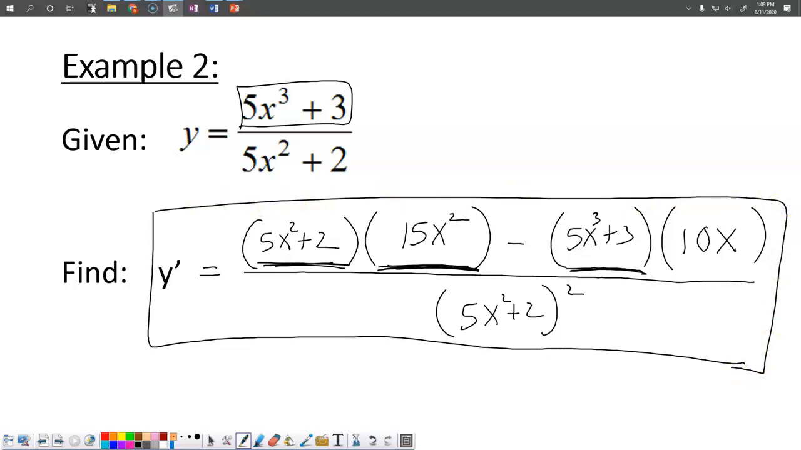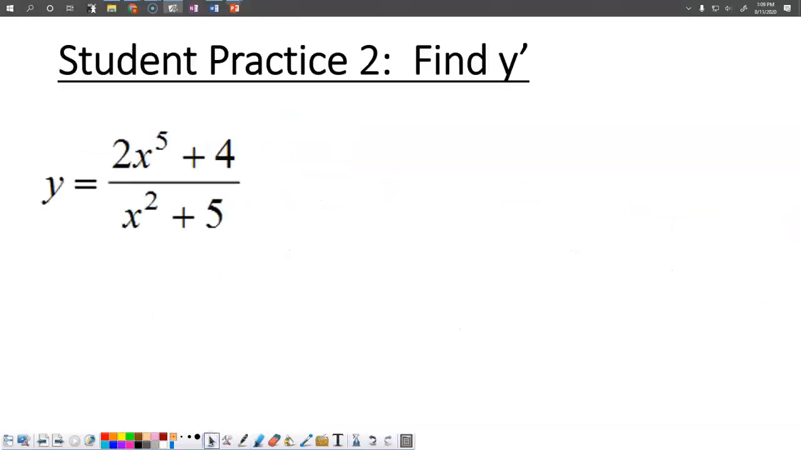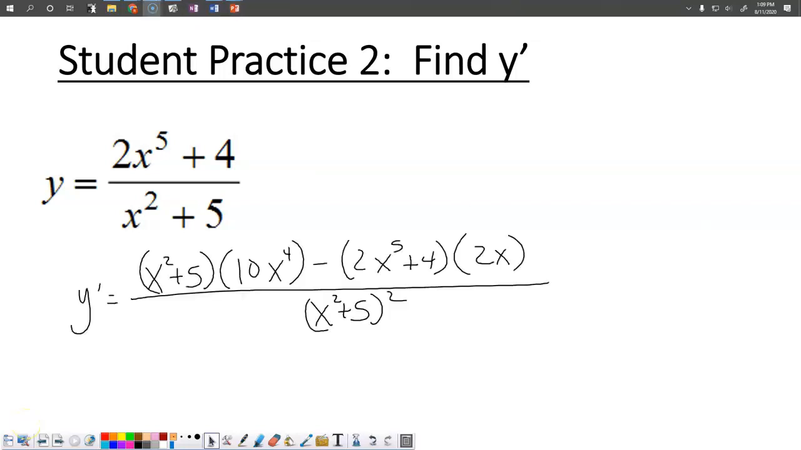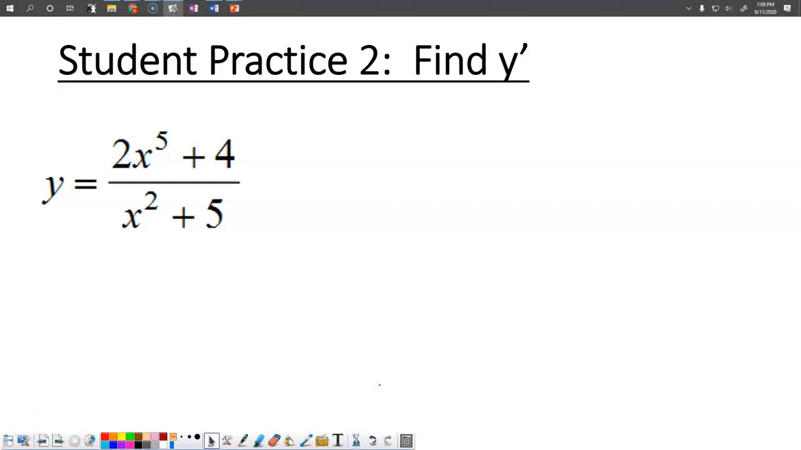Okay. And there you guys have it. That is the quotient rule. All right, so let you guys try one of those. Once you guys give this one a shot, pause the video. When you're done pausing it, the answer will be up for you. All right, there you guys go. That's what you should have gotten for student practice 2. Moving along.